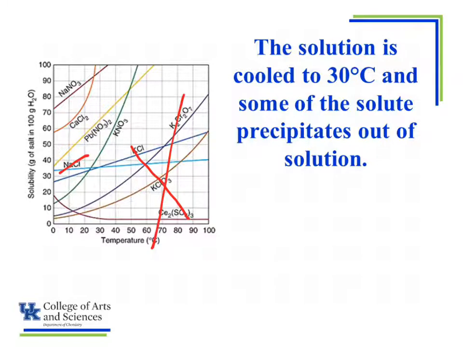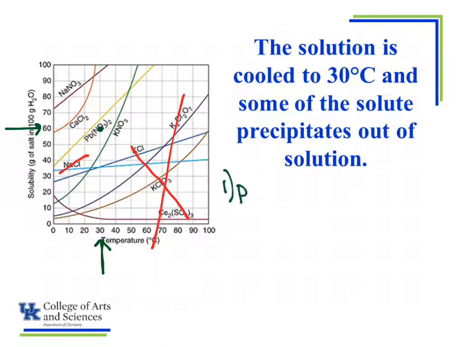Now we have to look at the second set of conditions and determine which one best fits the description, because it says it's cooled to 30 degrees Celsius and some of the solute precipitates out of solution. So we're at 30 degrees Celsius, still dealing with 60 grams of solute. That has not changed. There's still 60 grams of whatever this compound is in that container. The green dot is a little harder to see. It's right there between the N and the O in the Pb(NO3)2 formula, but that's the point we're looking at.